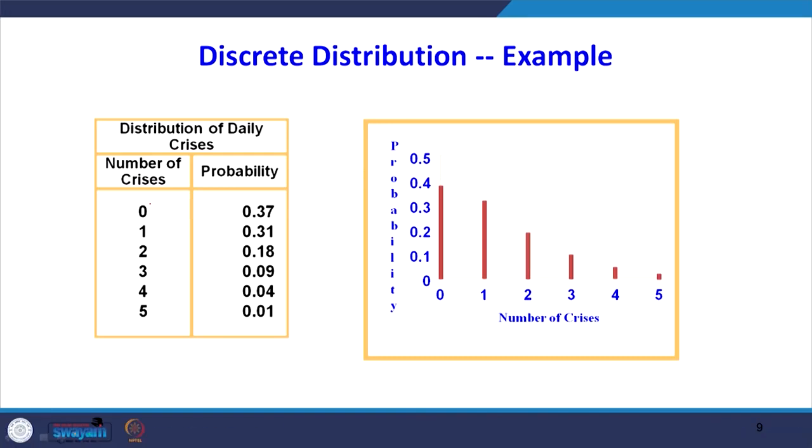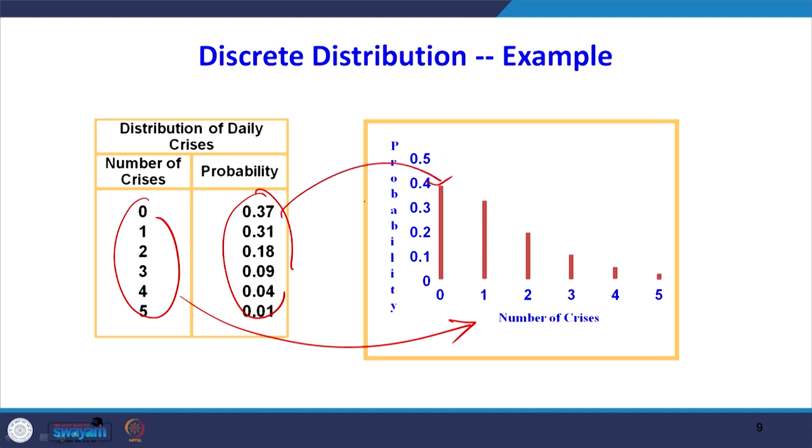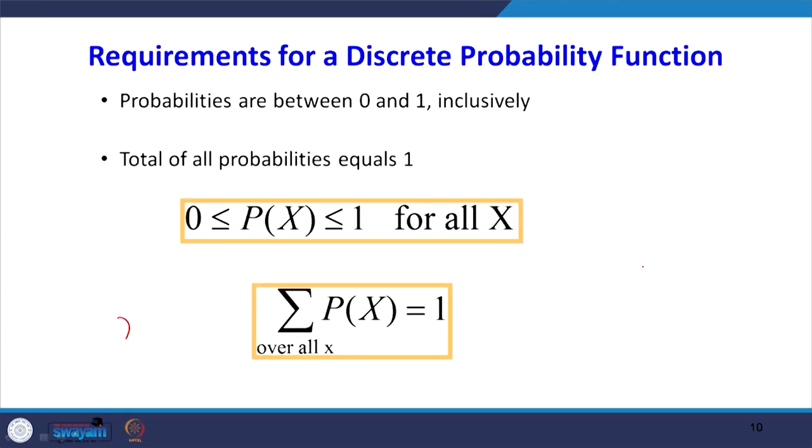On the x axis, the random variable has to come, and the probability has to go on the y axis, for example 0.37 here. You cannot connect this line because it is discrete: when x equals 1, when x equals 2, when x equals 1.5 there is no value. If it is a discrete distribution, you cannot connect these points, that is why it is called a discrete distribution. Okay. The requirement for a discrete probability density function: probabilities are between 0 and 1 inclusively, and the total of all probabilities equals 1. We have seen that already, the sum of probability is 1.